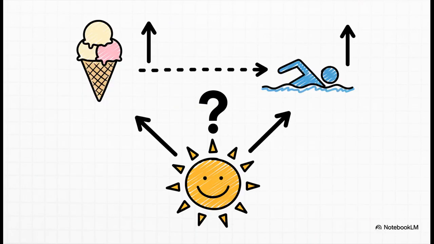Let me give you a famous example. In the summer, ice cream sales go up. At the same time, sadly, the number of people who drown also goes up. So there is a very strong positive correlation. But does that mean eating ice cream causes drowning? Of course not. That's ridiculous. There is a hidden third reason, the summer heat. The hot weather makes people buy ice cream, and it also makes them go for a swim.